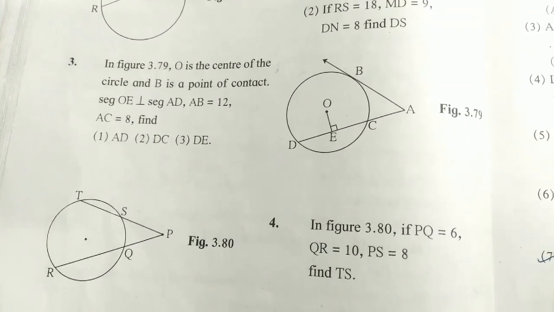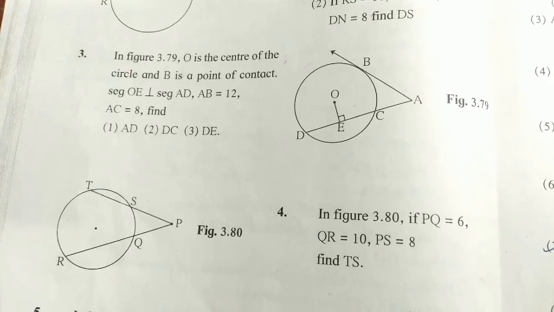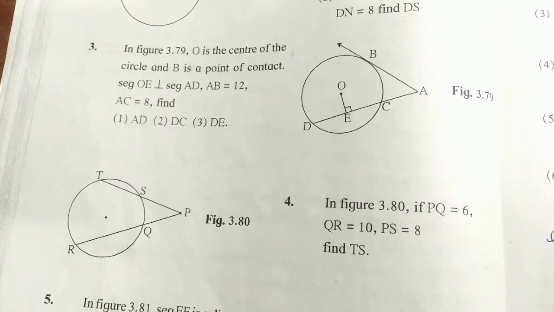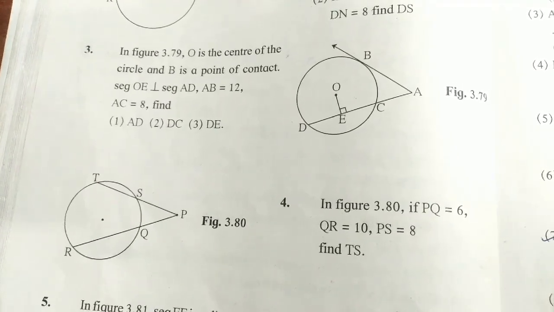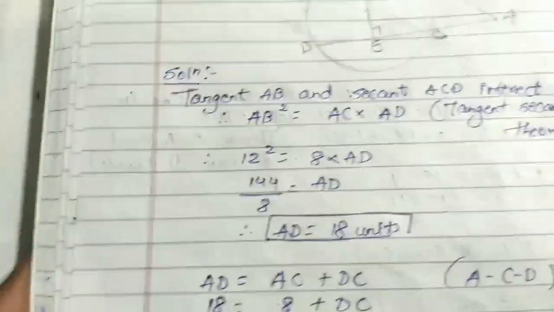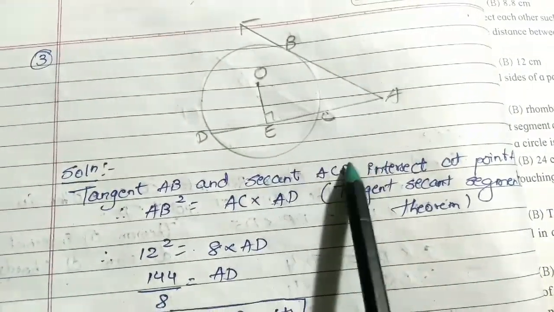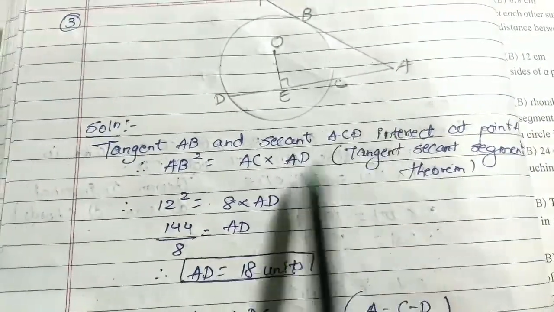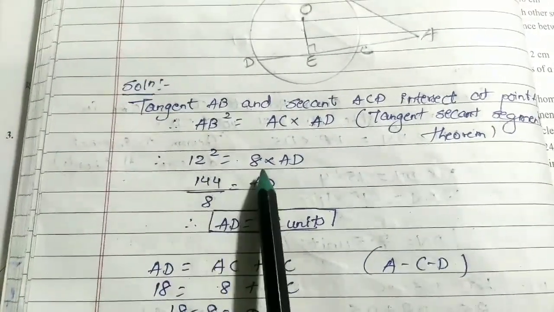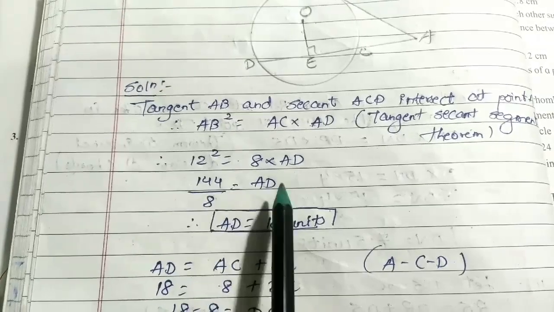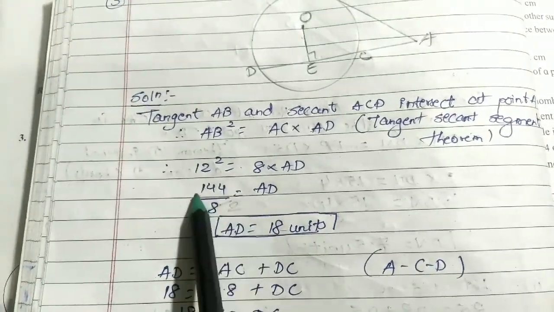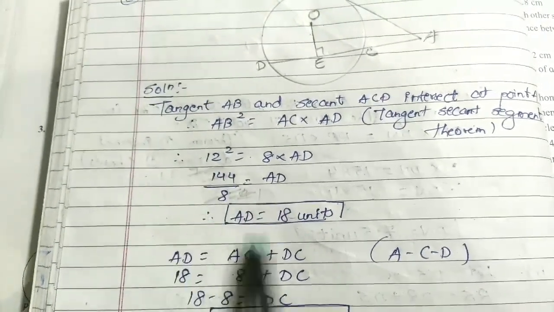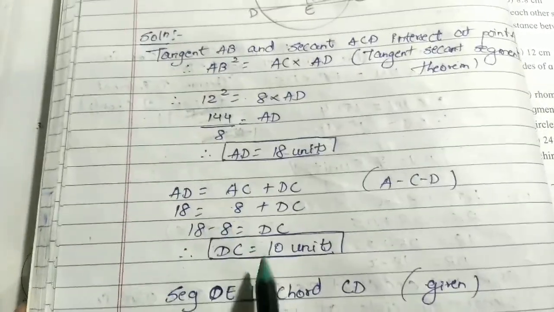Sum number 3. In the figure, O is the center of the circle and B is the point of contact. Segment OE is perpendicular to AD, AB equals 12, AC equals 8. We have to find AD, DC, DE. So AB is the tangent and ACD is the secant. By the tangent secant theorem, AB square equals AC into AD. So 12 square equals 8 into AD. So AD equals 18 units.